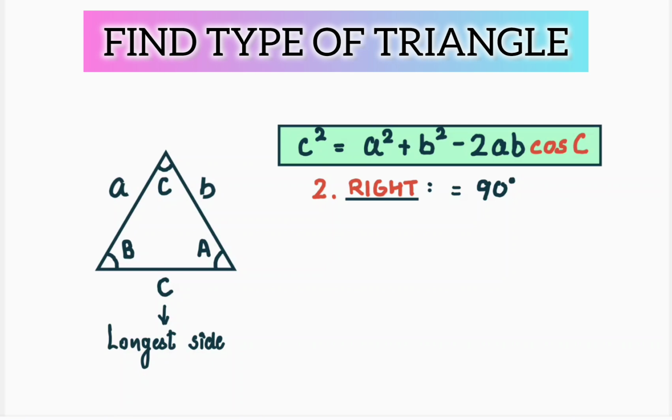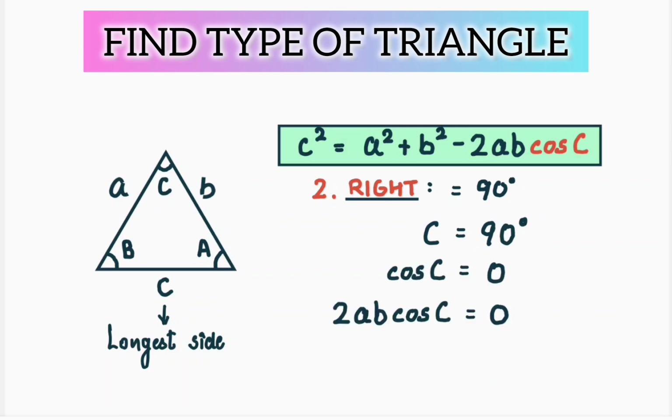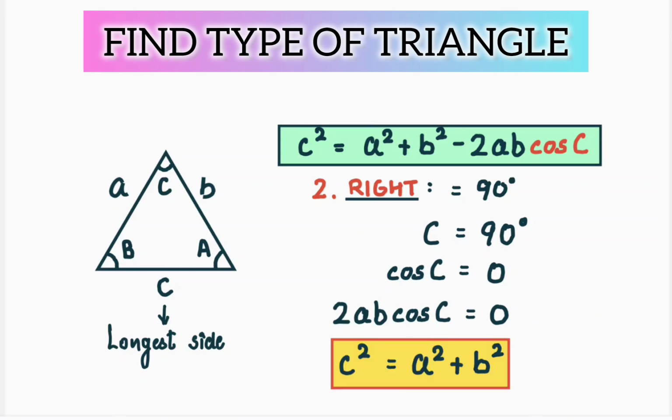Secondly, in a right angle triangle, one angle is 90 degrees. Since C is the longest side, that makes angle C 90 degrees. Cos C is 0. Also 2ab cos C will be 0, which makes C square equal to A square plus B square, which also proves the Pythagorean theorem.